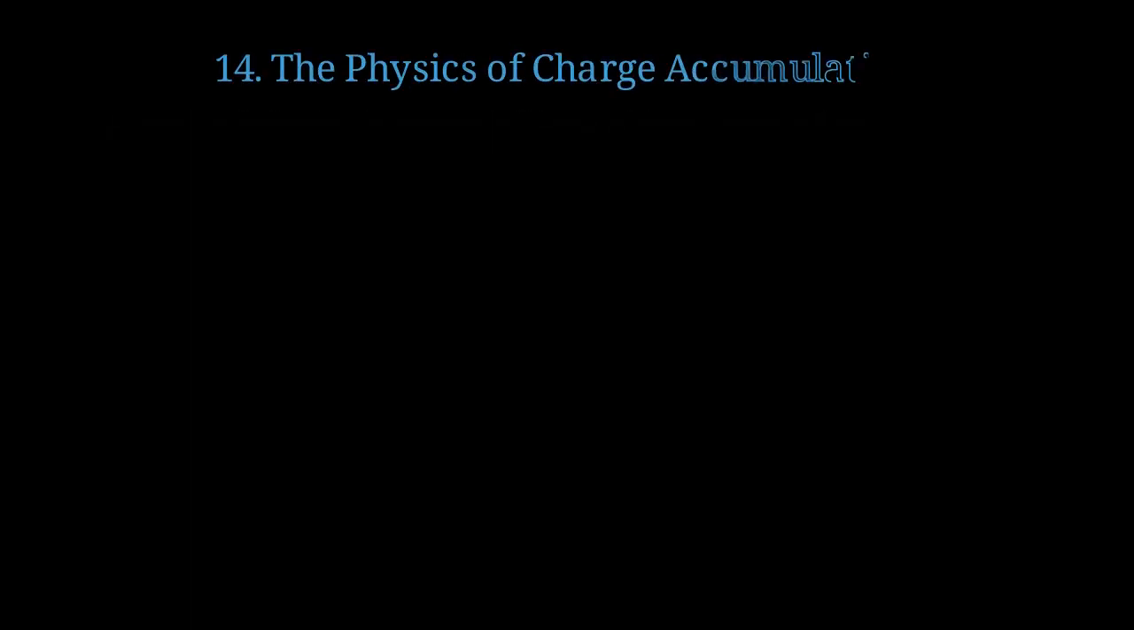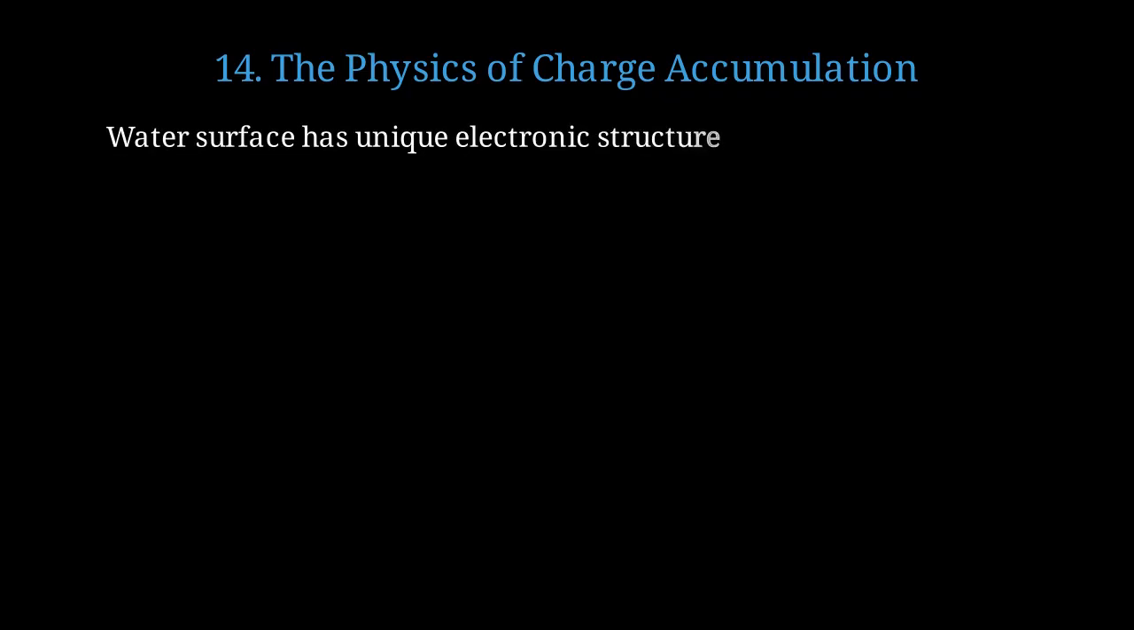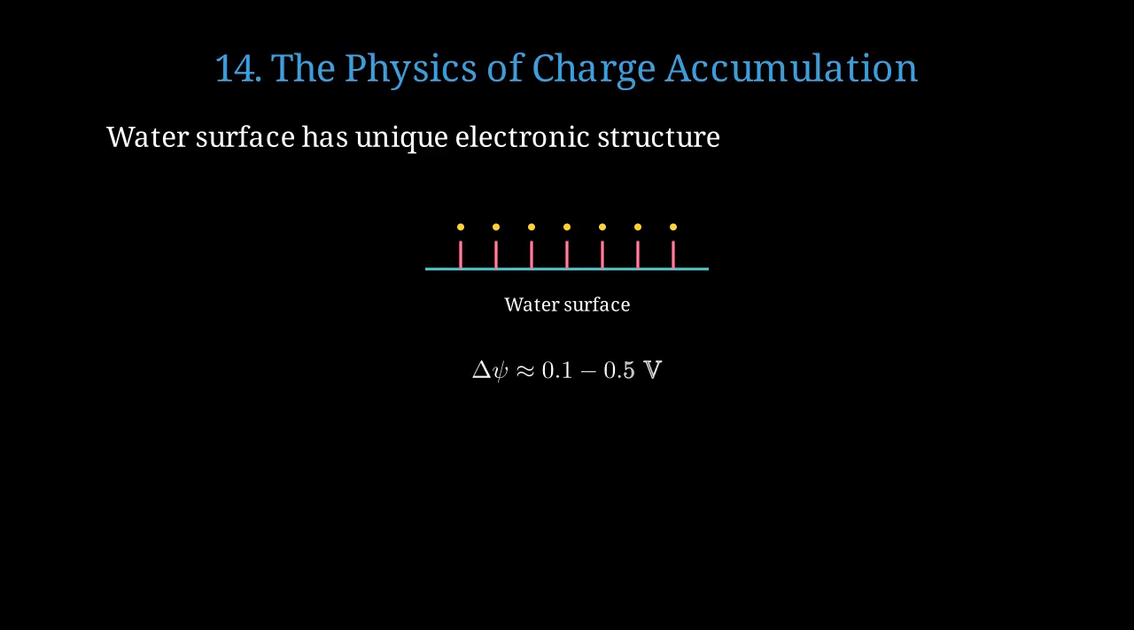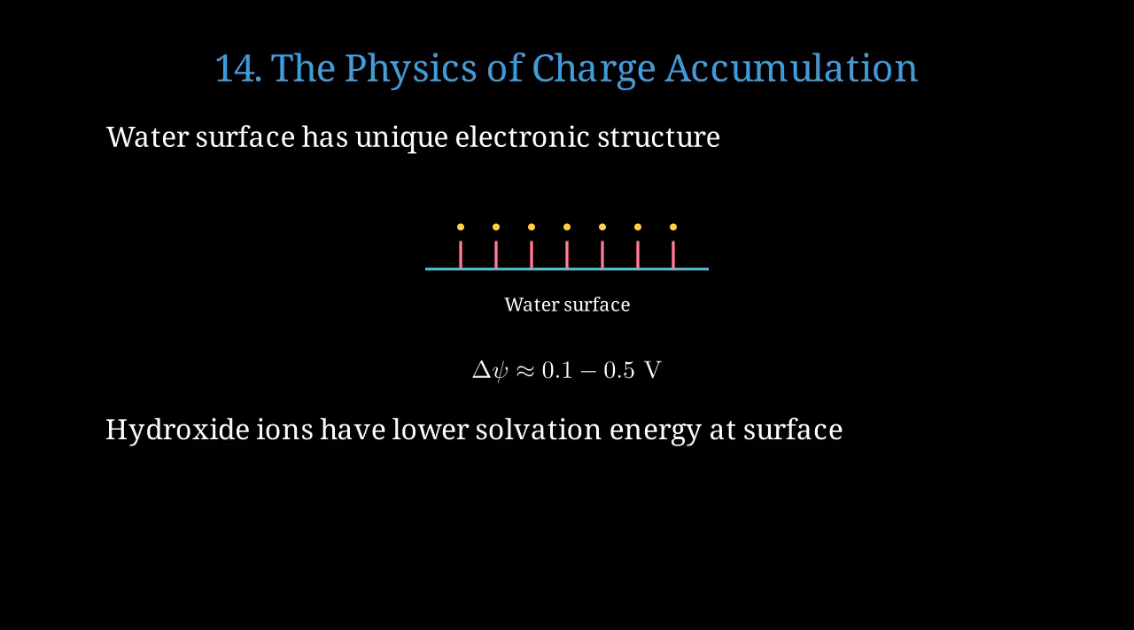Let's dive deeper into why charges accumulate at water surfaces. The surface of water has a unique electronic structure where molecules are partially oriented. At the surface, water molecules orient with oxygen pointing outward, creating a dipole layer. This creates a surface potential difference of about 0.1 to 0.5 volts. Hydroxide ions require less energy to exist at the surface than in bulk water, explaining their preference for surfaces. The free energy change for surface hydroxide is less than for bulk, driving them to the surface.